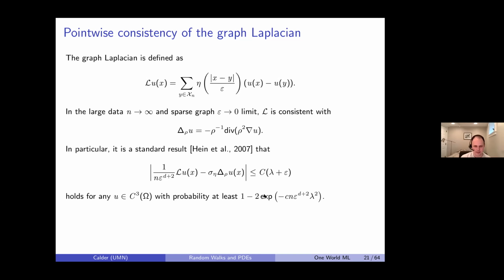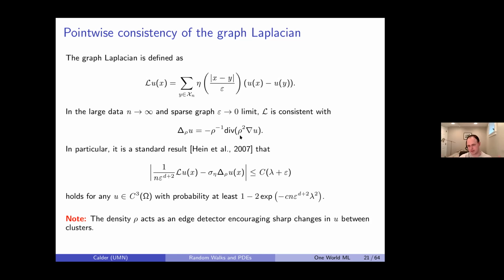And so what one should be thinking is that this density rho in here is controlling the speed of the diffusion. So you have faster diffusion in dense regions of the graph, and slower diffusion in sparse regions, which is exactly what you want for propagating labels. You want them to propagate quickly in clusters, and then to propagate slowly between clusters.